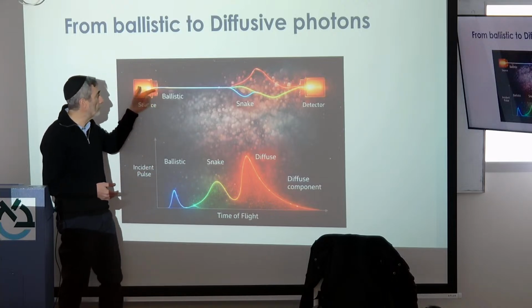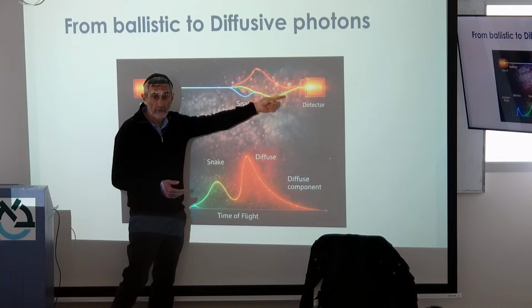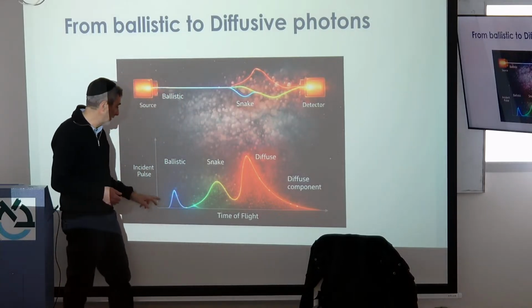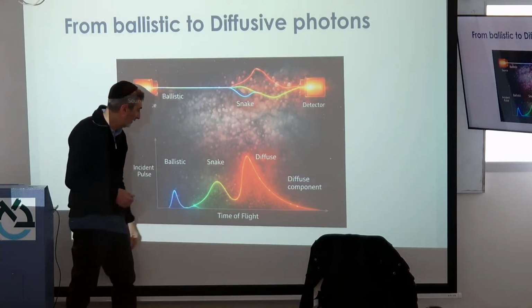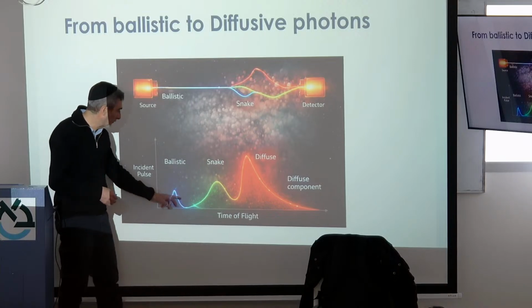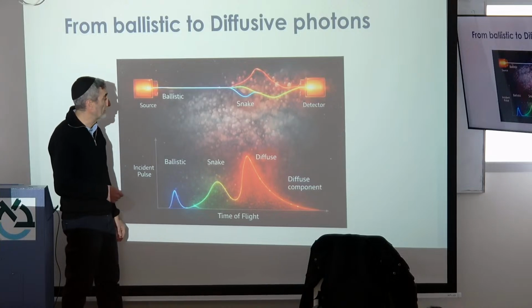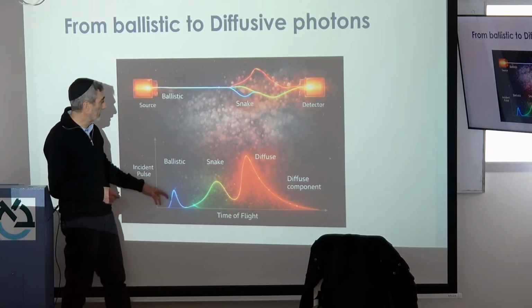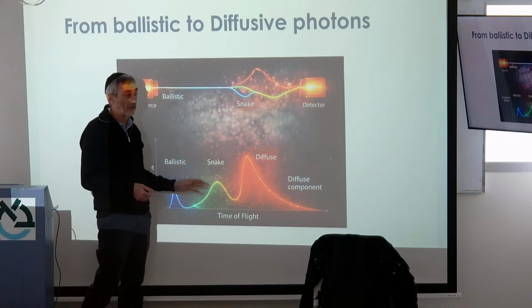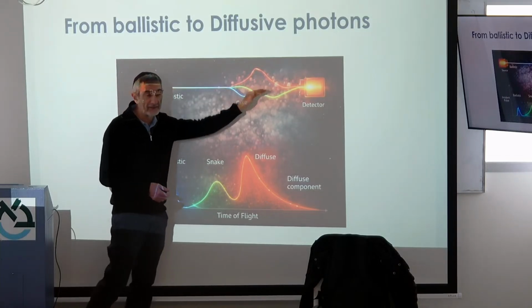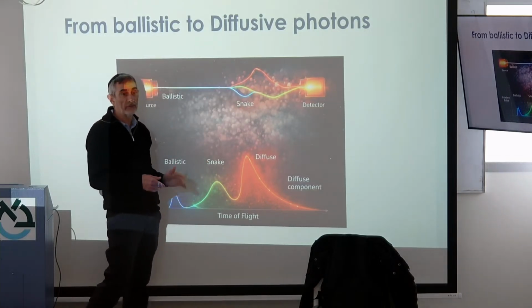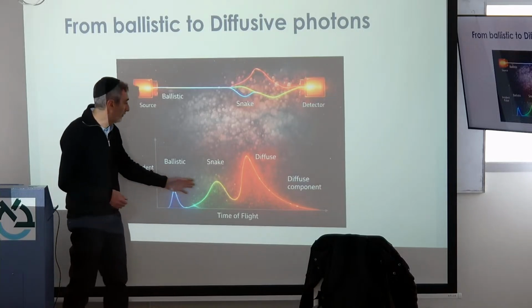Few photons will go ballistically directly to the detector. So that's the first photon to arrive. If you look here at the time of flight distribution, you see that the first is the ballistic photon to arrive first on the detector. Then you have what are called the snake photons, the photons that go like a snake with few scattering events. So they come later.